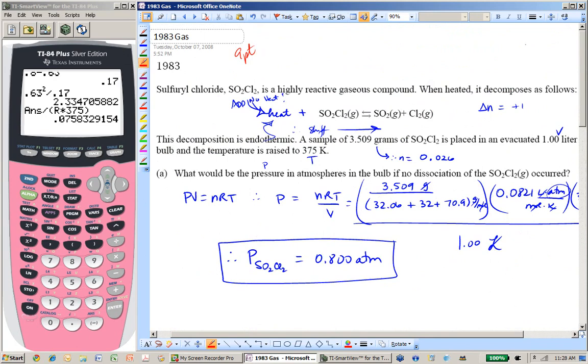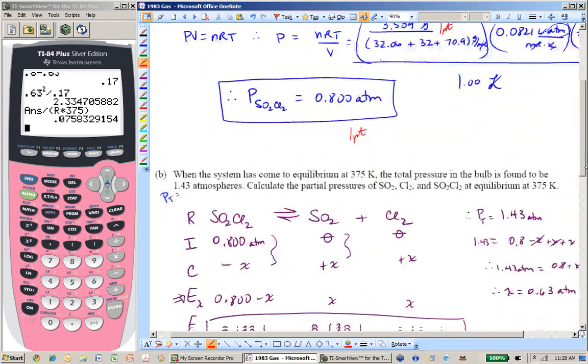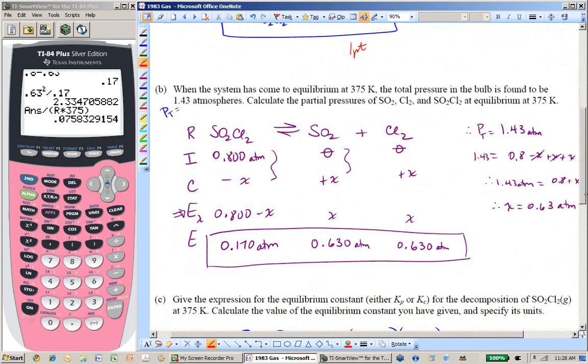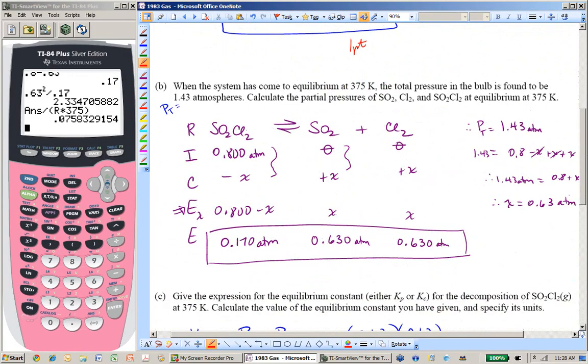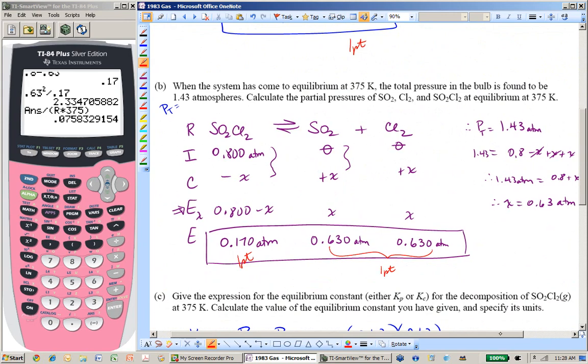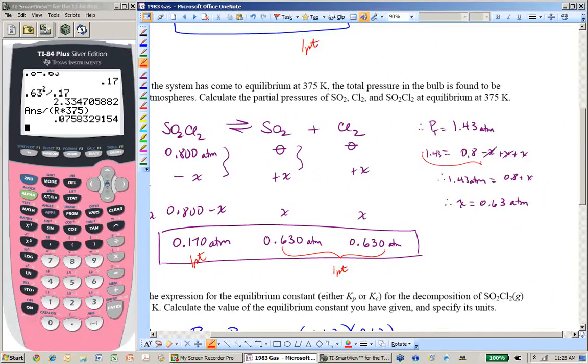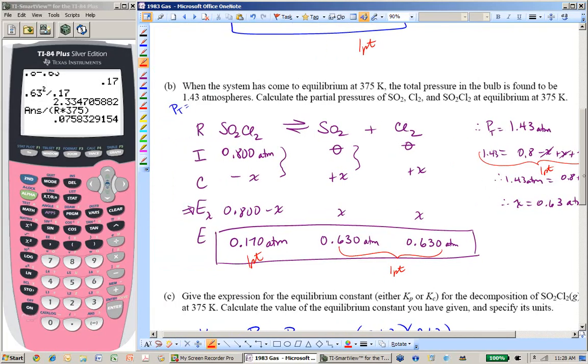2 points for part A, 1 point for this, and 1 point for being able to calculate the number of moles. It ended up I didn't need that number again, but it sure was nice to have it in case I did. Part B, 3 points total. 1 point for this, 1 point for this pair, and 1 point for being able to do this substitution even if you goofed up the math. So 1 point for knowing what to do, 1 point for doing it correctly.